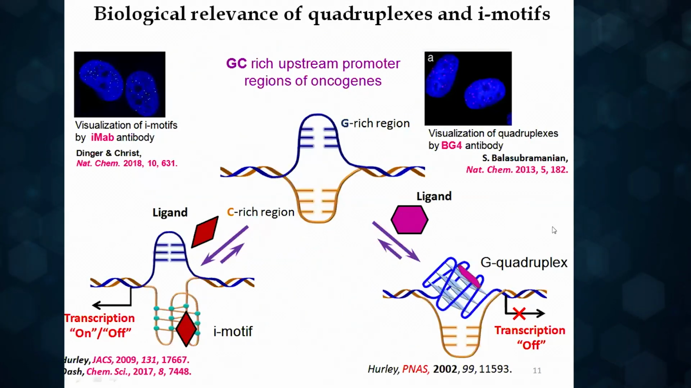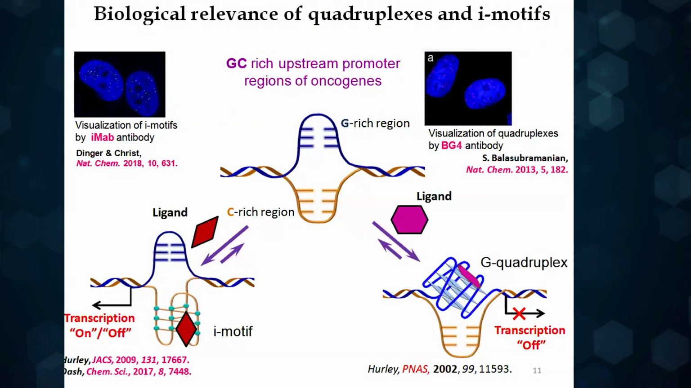The formation of G-quadruplexes and i-motifs in the cellular system has been detected by using specific antibodies. BG4 is specific for G-quadruplexes, and the recently developed iMab can selectively detect i-motifs in the cellular system. It has been shown that small molecules can bind and stabilize DNA quadruplexes and i-motifs and can modulate gene expression in cancer cells. Therefore, small molecules that can bind and stabilize DNA quadruplexes and i-motifs can be considered as potential anti-cancer agents.